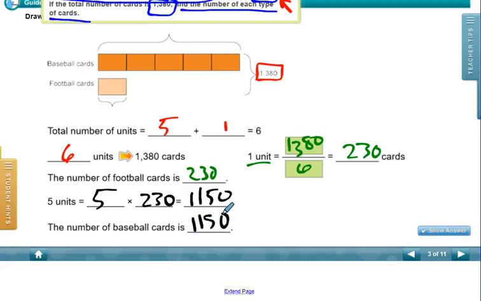So the number of baseball cards that we have is 1,150. So these boxes, these bar models, they're something that really can help us solve problems and be thoughtful about these word problems. And honestly, a lot of these are big and scary and hard. Well, not hard, but you have to actually take the time to read and understand what the numbers are representing.